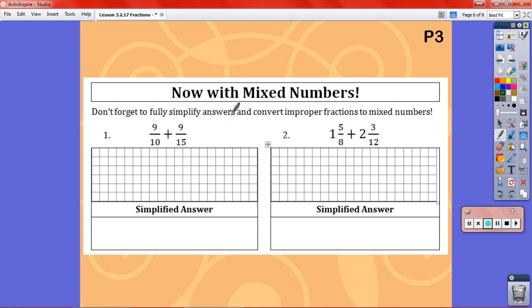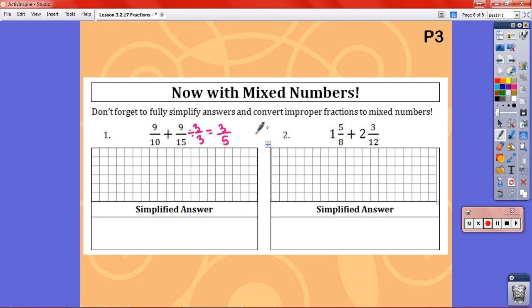From here we move into using mixed numbers. So your answer will have a mixed number, or there'll be a mixed number in the problem, or both. So we have 9 tenths and 9 15ths. First, can we simplify? Well, if I count by 3's, I can get to 9 and 15. 9 divided by 3 is 3, and 15 divided by 3 is 5. So it's 3/5. I still need tenths in order to be able to add.